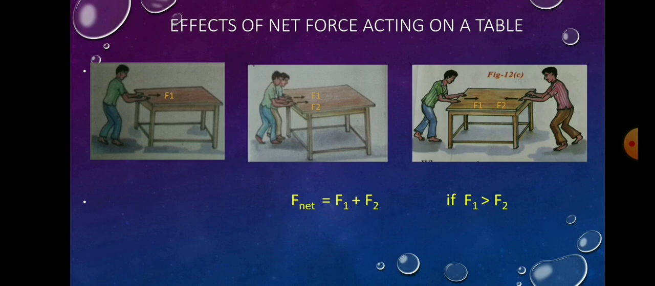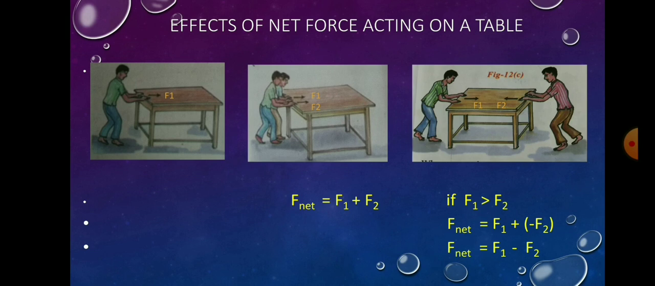When we add forces, sign convention must be used. The force F1 directed towards the right could be taken as positive and the force F2 acting towards the left could be taken as negative. The forces F1 and F2 act on the table in opposite directions. If F1 is greater than F2, the net force acting on the table is F1 plus of minus F2, that is, F1 minus F2.